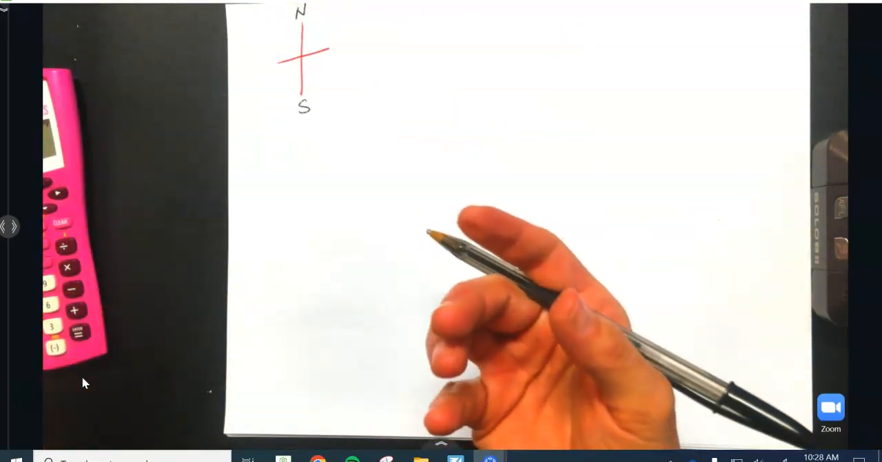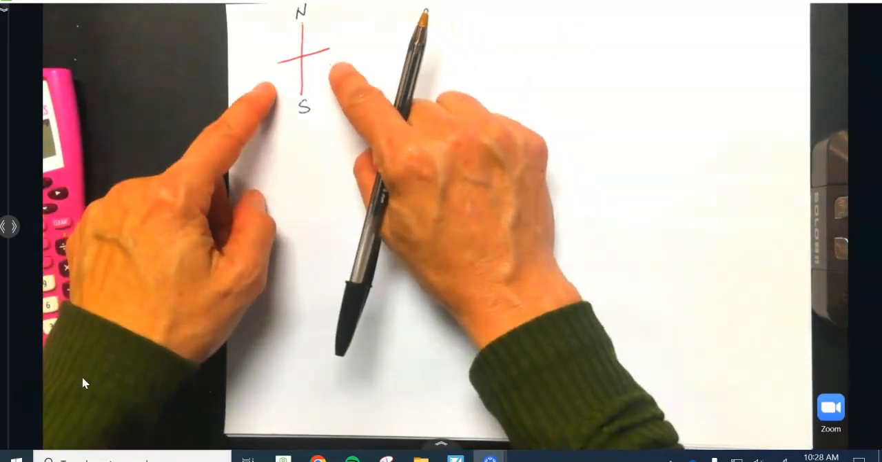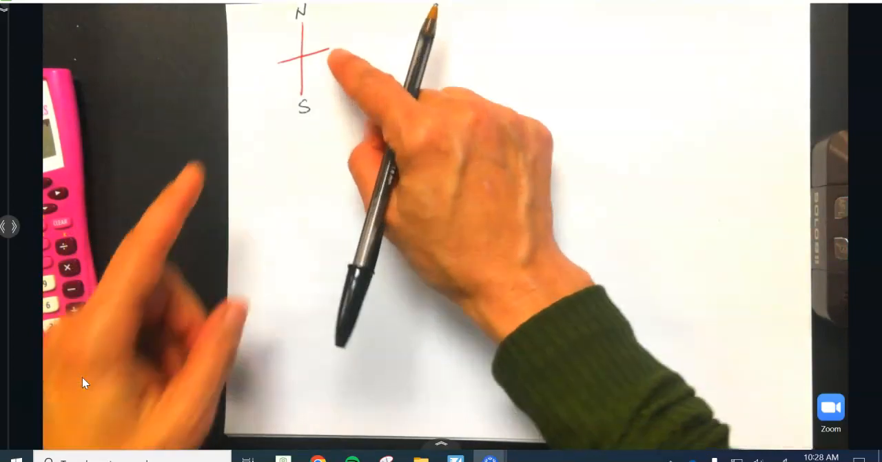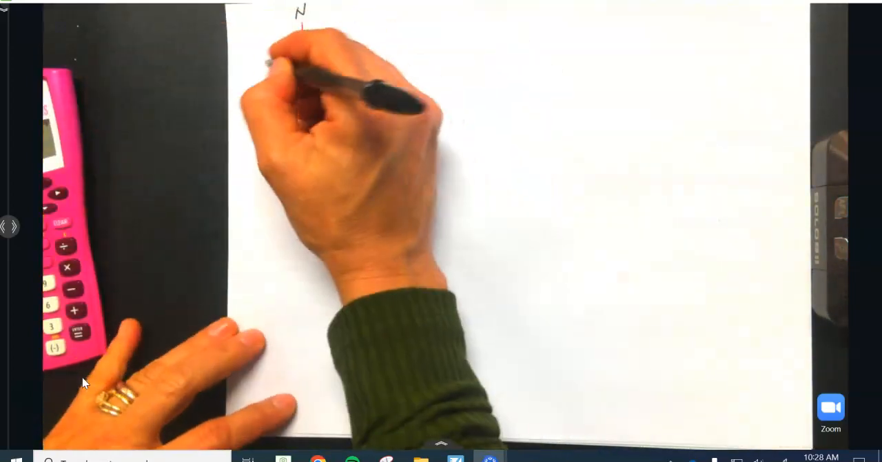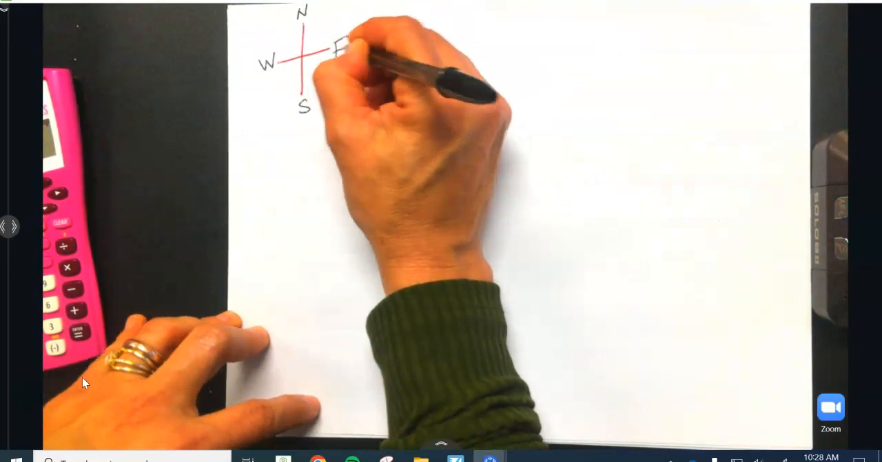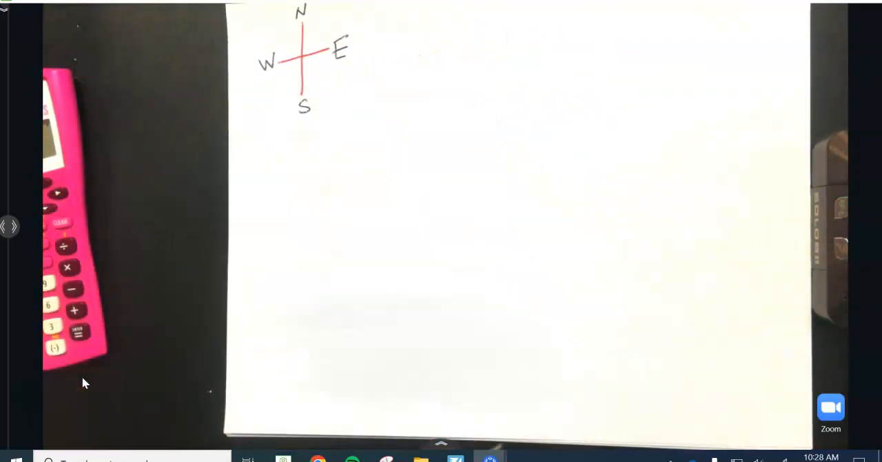Y'all, your directions, north, south, east. Well, I know this is north and south, like that's so easy, but which one's east and which one's west? What goes here? West is to the left, east is to the right. Got it. I know it spells the word we. That's how I remember it. You gotta know your directions in this unit for sure.